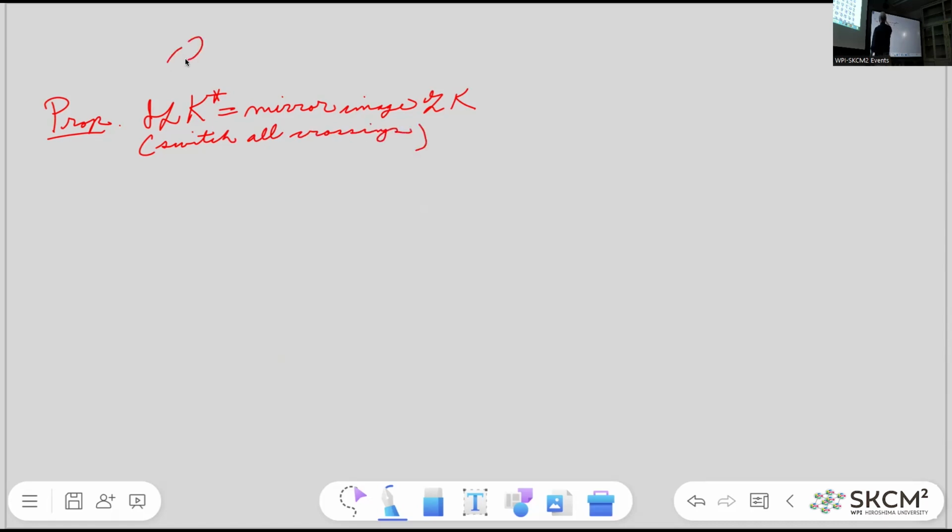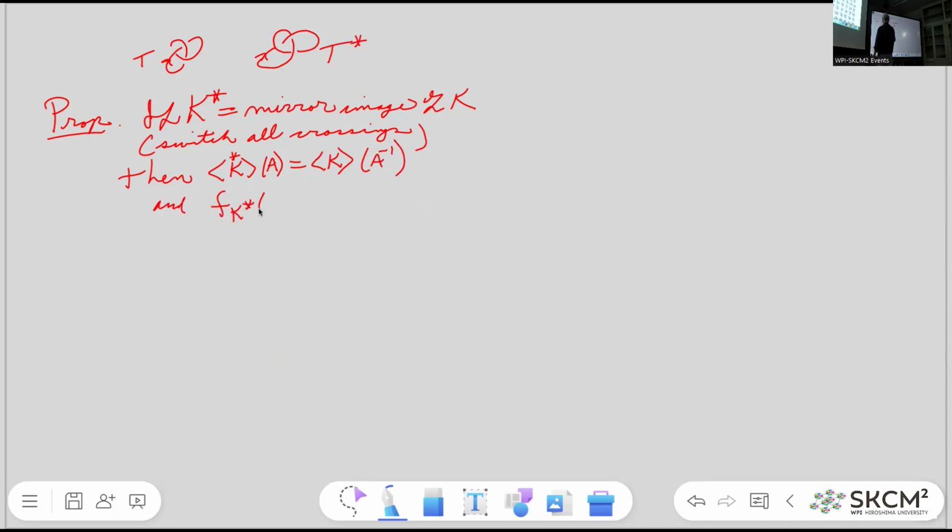For example, here's the trefoil knot. And here's the mirror image of the trefoil knot. Then bracket K star of A is equal to bracket K of A inverse, and F K star of A is equal to F K of A inverse.